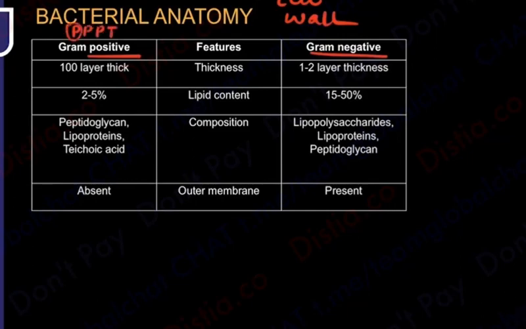To begin with, I'm just saying PPPT. Why? Because I'm talking about gram-positive organisms. And if I say who has more peptidoglycan, you will say, of course, gram positive has maximum peptidoglycan, so much so that it has become 100 layers thick. Whereas in gram negative, peptidoglycan is very less. Primarily, it is made up of lipopolysaccharides. How less? Hardly 1 to 2 layers thick.